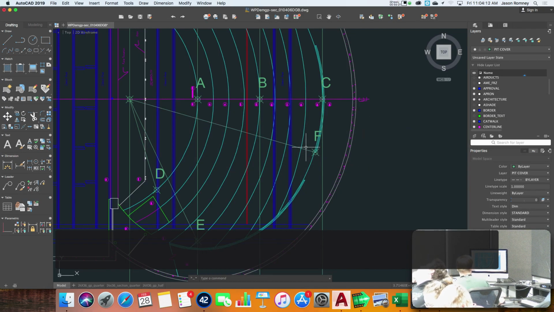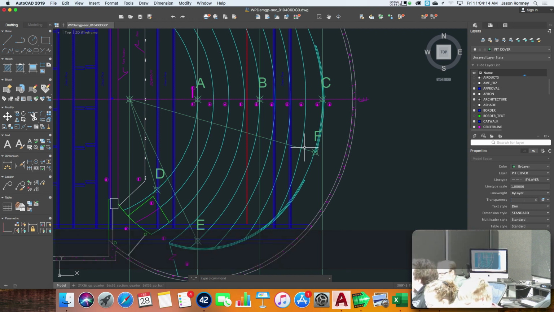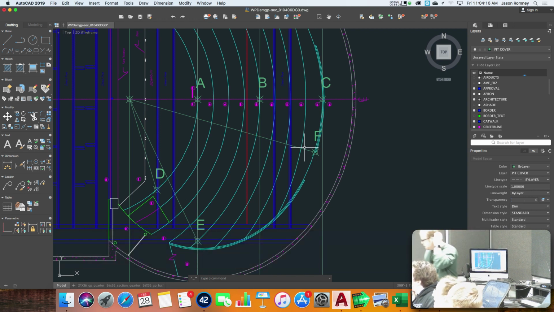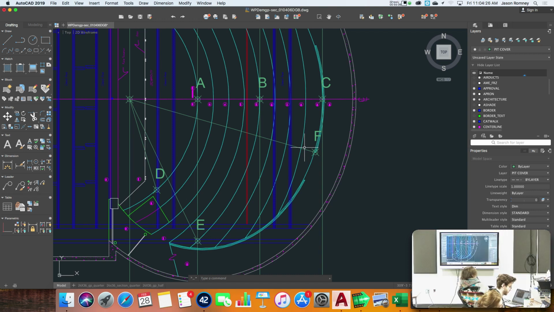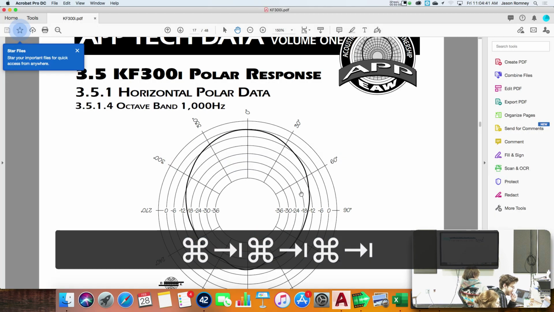That's great. Let me change my camera view here. Okay. So what you're going to do is, so let's look at the polar plot again horizontally. And let's figure out where it drops 6 dB, at what angle it drops 6 dB. What does that look like? 40 degrees?